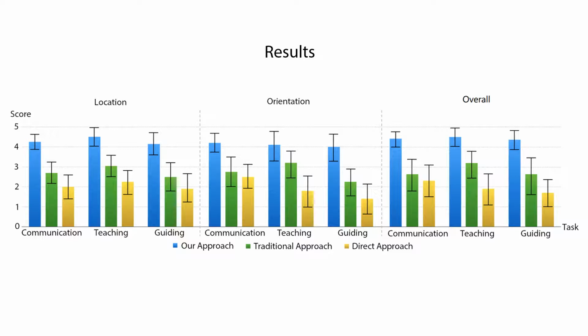Specifically, the average score in the user study was higher, and the standard deviation was smaller. The results of the ANOVA test also showed that the effect was significantly different from the other two.